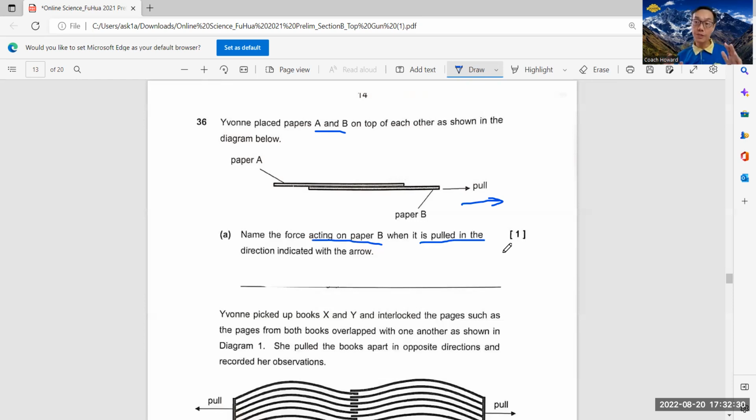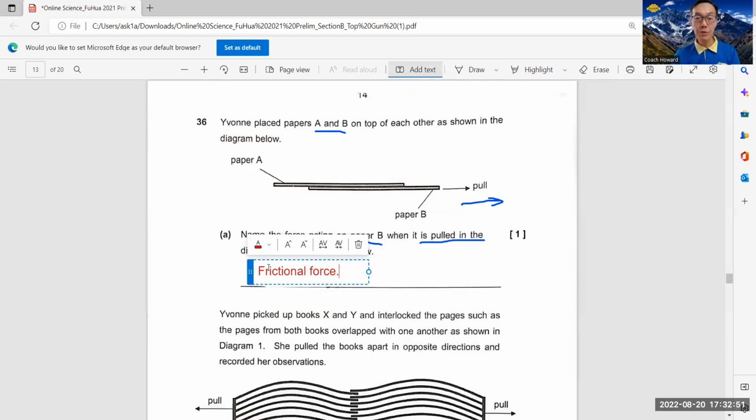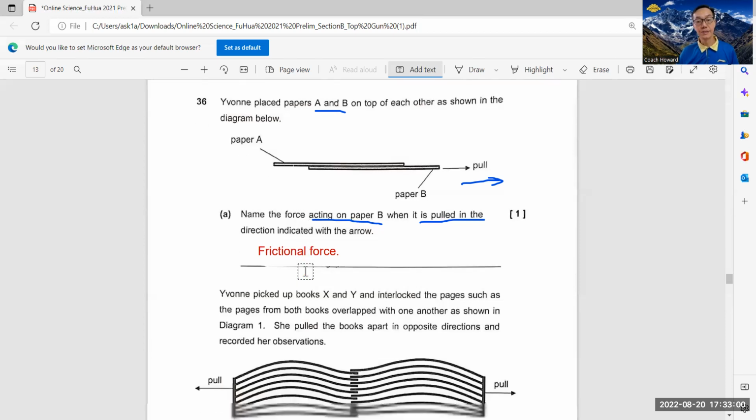That means this force that you write is only happening when you pull it. So you cannot put gravitational force, because gravitational force is already there. So you take note, because this question says when it is pulled in a direction. So this one has only one answer. It's frictional force. Some students wrote gravitational force and frictional force. They wrote both, so they get neutralized, they get 0 mark, because they didn't name the force.